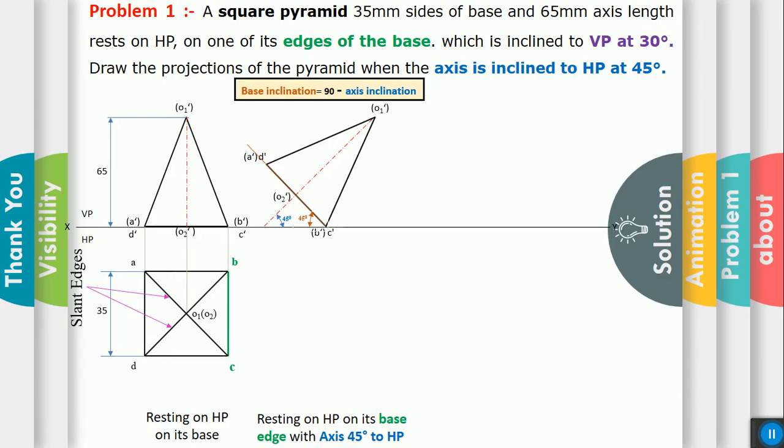To get the top view, we will draw the lines of projections as shown. We can observe that in the top view, the base is invisible, which should be indicated with a dotted line.